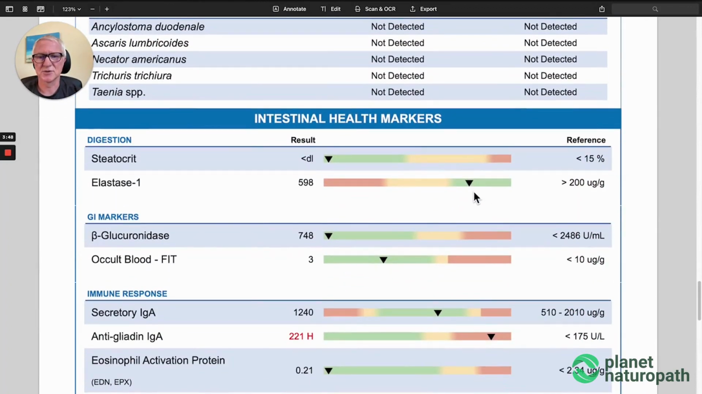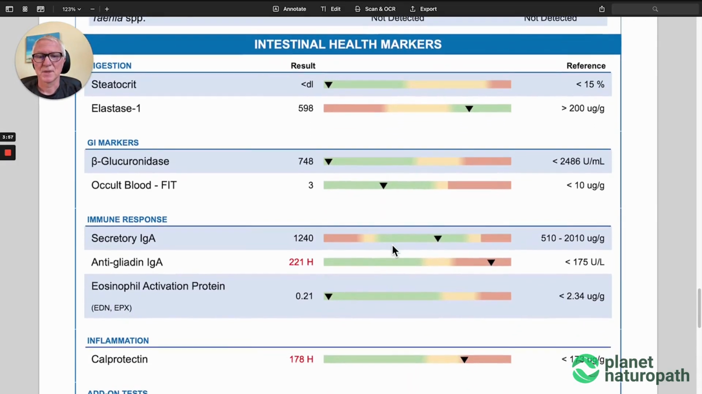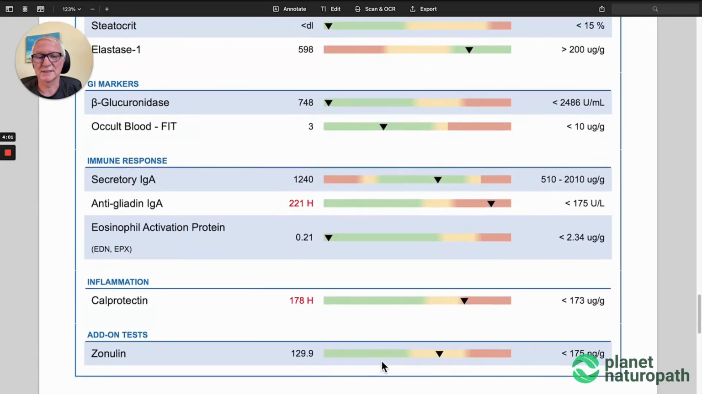This elastase is okay. There's minor amounts of blood, but that could be, you always have to question if someone's got hemorrhoids or something like that. In this case, the antigliadin is very high and calprotectin is very high.